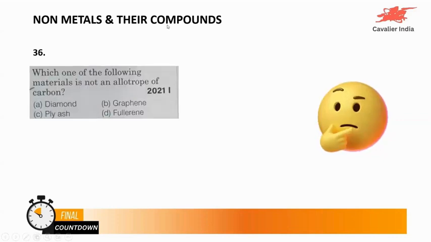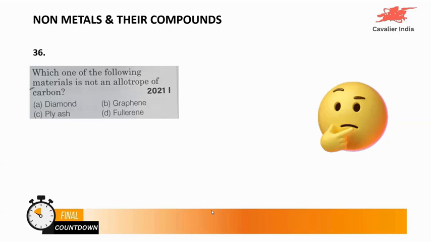Which one of the following material is not an allotrope of carbon? Diamond, graphite, fly ash, and fullerene. Which is not an allotrope of carbon? Just give a try again. Yes, very good. Option C is the right answer. That is, fly ash is not an allotrope of carbon.